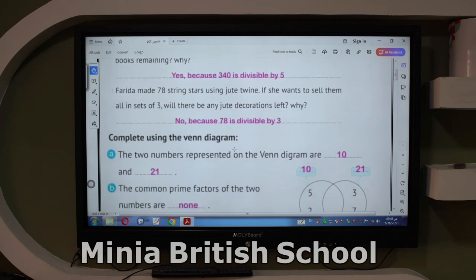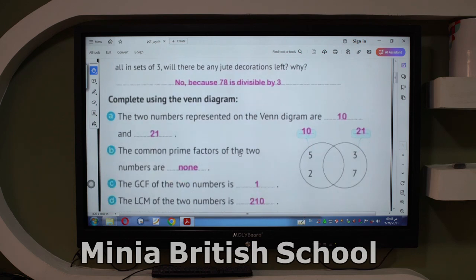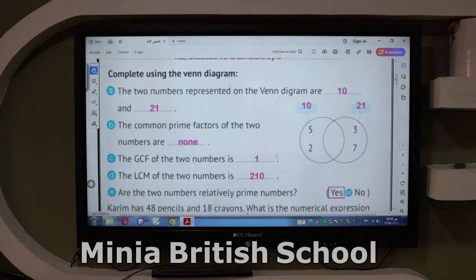Here, complete using Venn diagram. The two numbers represented on the Venn diagram are, look, to know the number, hide the circle. Here we will hide this circle to know the first number equal what? I will hide 3 and 7, then the first circle I have 2, 5, then 2 times 5 equals 10. The first number is 10.